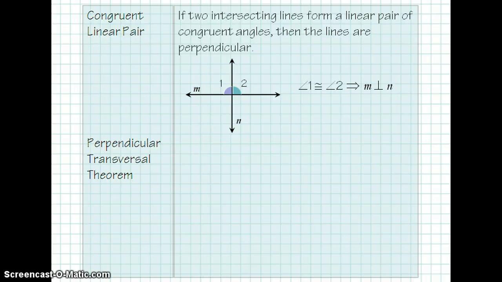Because remember, in a linear pair the angles add up to 180. And if I have two angles that add up to 180, and they're both congruent, then they both have to be 90 degrees. So they're both right angles, which means we have perpendicular lines.